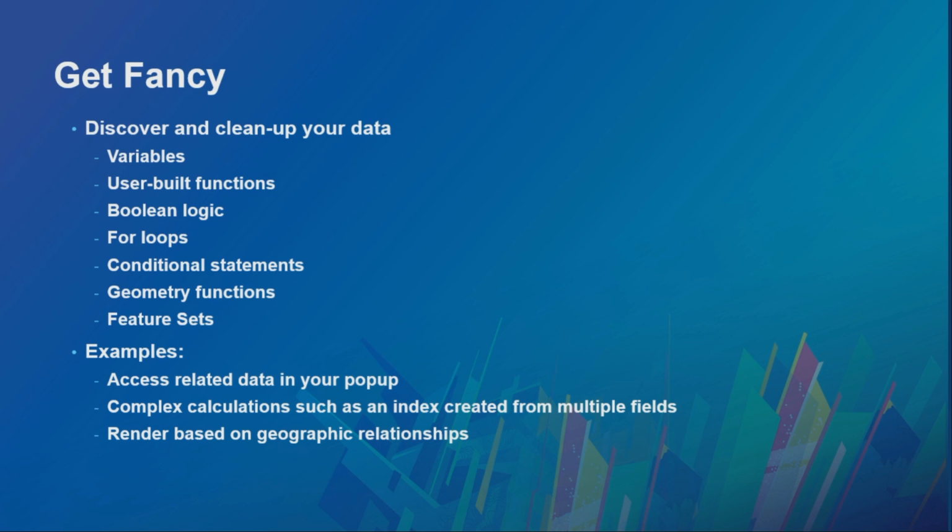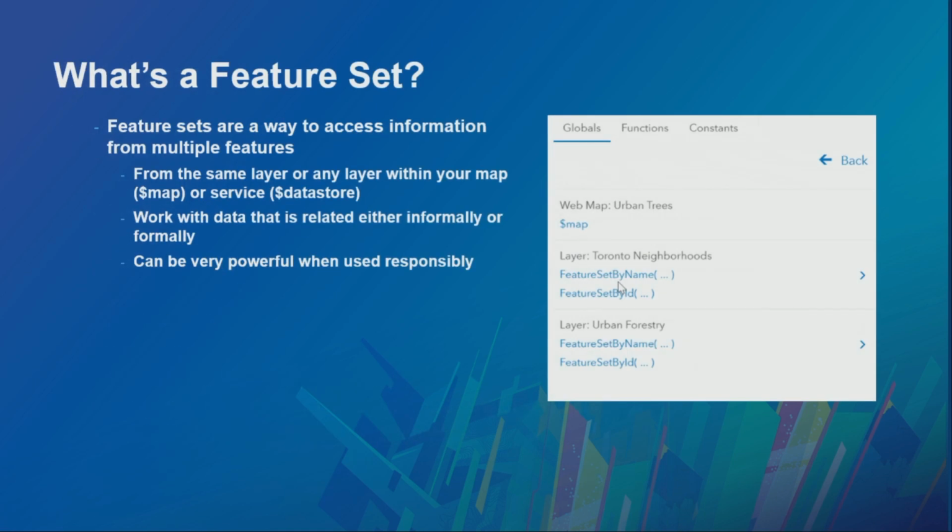For example, where you access related data in your pop-up, which I believe is what he just showed. You can write complex calculations, so you can calculate an index for multiple fields, or you can render based off of geographic relationships of 2 different attributes. One quick thing to call out about rendering based on geographic relationships: you can only do that if you actually use Arcade to do a field calculation. I know everybody in this room would probably love to be able to dynamically theme based on related records and define an Arcade expression. The reality is it will be way too slow and it will not work. So when you're using feature sets to render, you do have to pre-calculate that field. I'll talk a little bit more about that later.